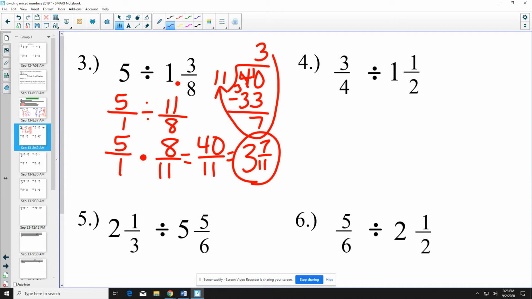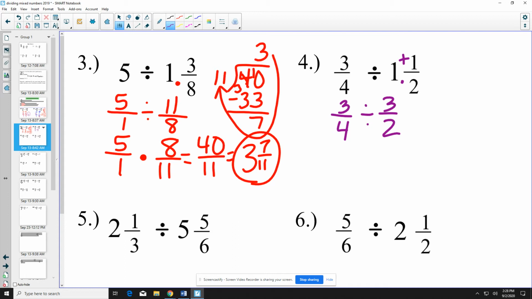Okay, write down number 4. 3/4 divided by 1 1/2. All right, first step is make them improper. Well, 3/4, you're just going to keep 3/4. 1 1/2, we're going to take 1 times 2. 1 times 2 is 2, plus 1, 3. So this is 3/4 divided by 3/2.